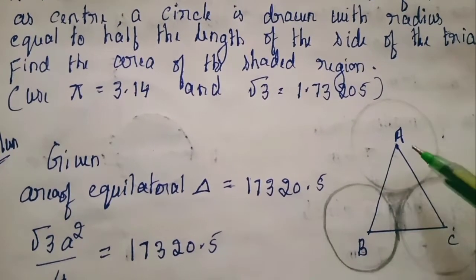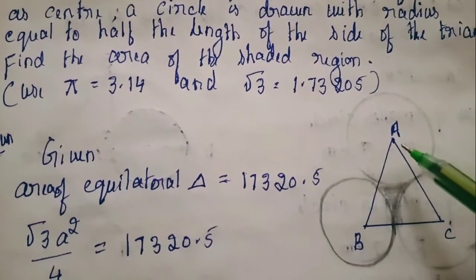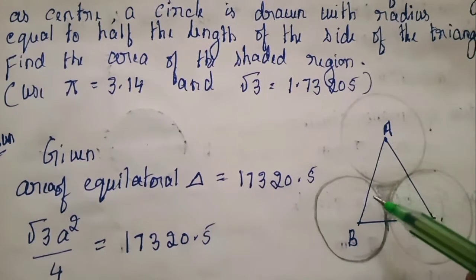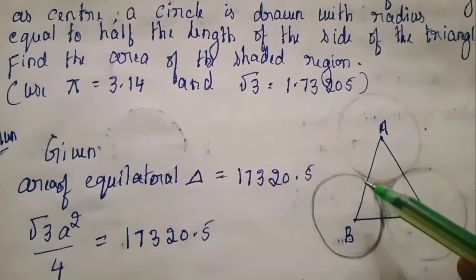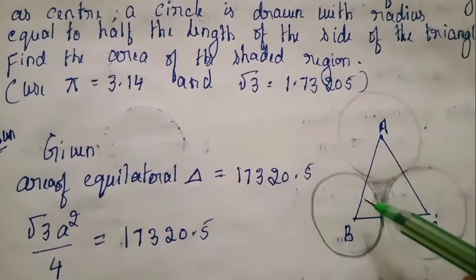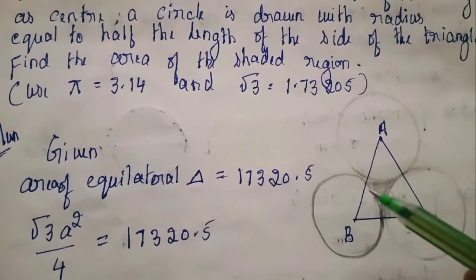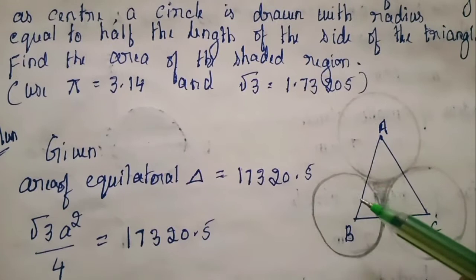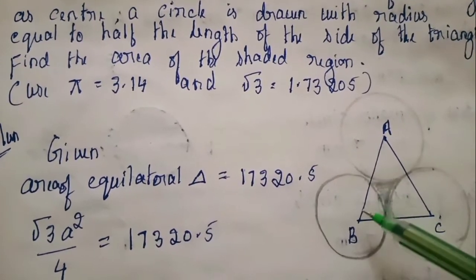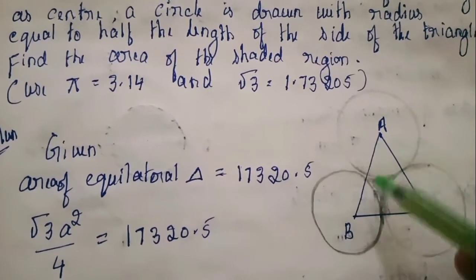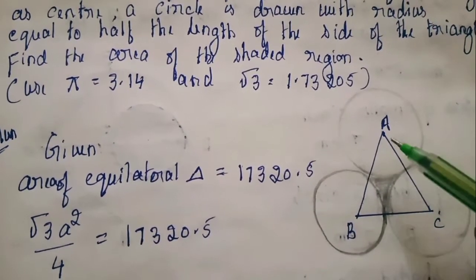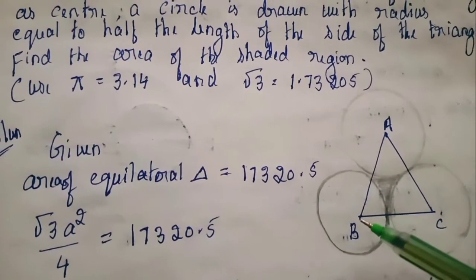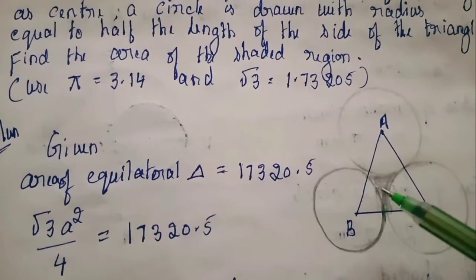Equilateral triangle he has given. Triangle ABC is an equilateral triangle and all the three circles are of equal radius. What the radius is, he has not mentioned, but we should find it. How to find? He has given that the radius of each circle is half of the side. So once we find the side of the equilateral triangle, we can find the radius by dividing by 2.